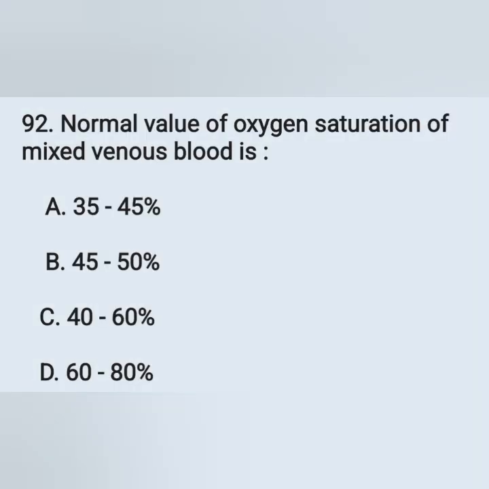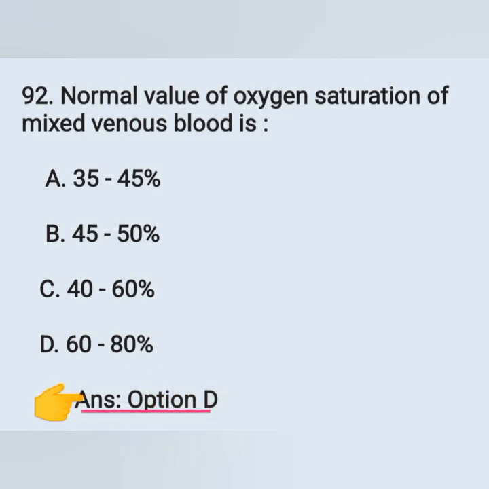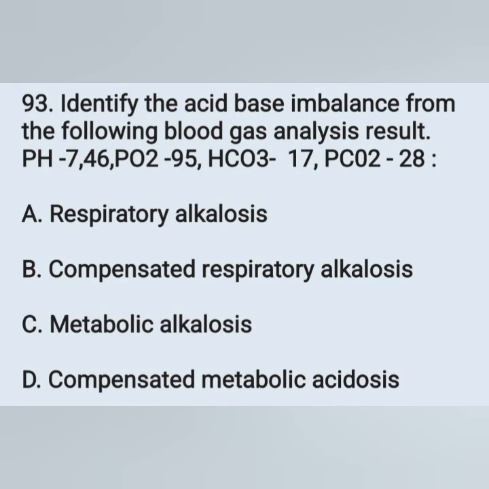And the next question. Question number 92. Normal value of oxygen saturation of mixed venous blood is? Options: Option A, 35 to 45%. Option B, 45 to 50%. Option C, 40 to 60%. And option D, 60 to 80%. The normal value of oxygen saturation of mixed venous blood is 60 to 80%. Option D is the correct answer.